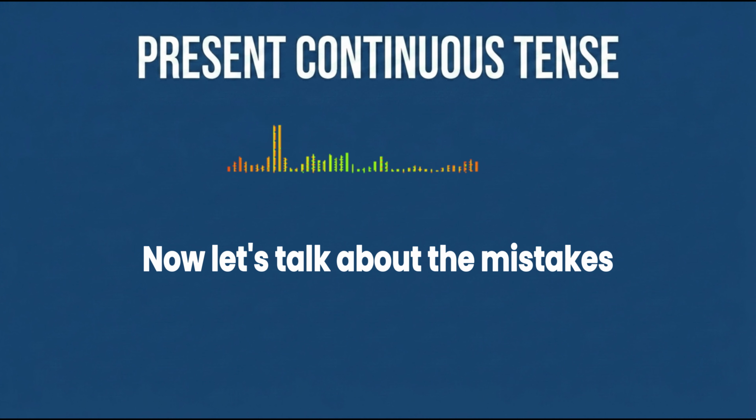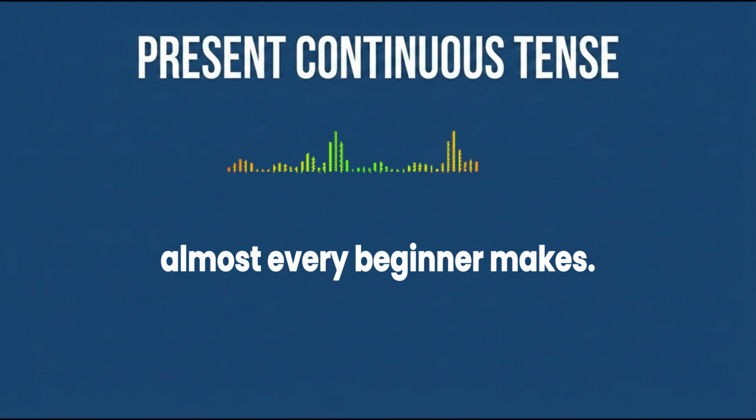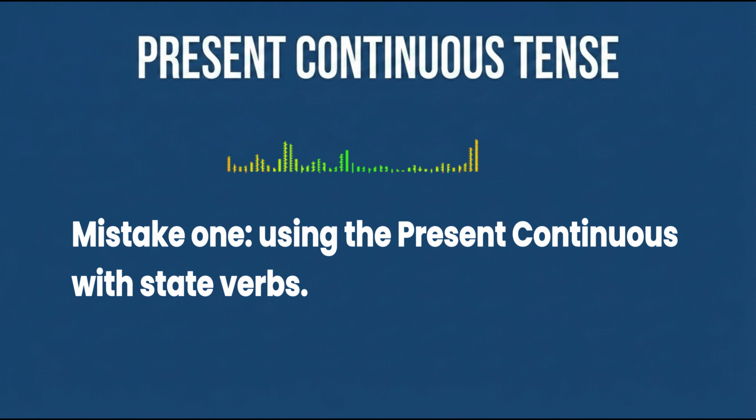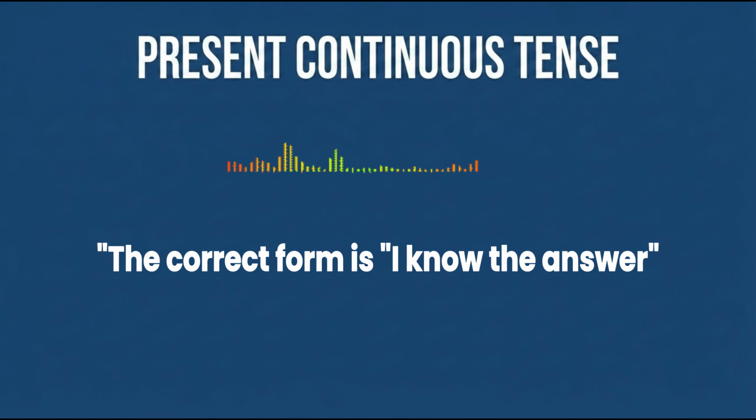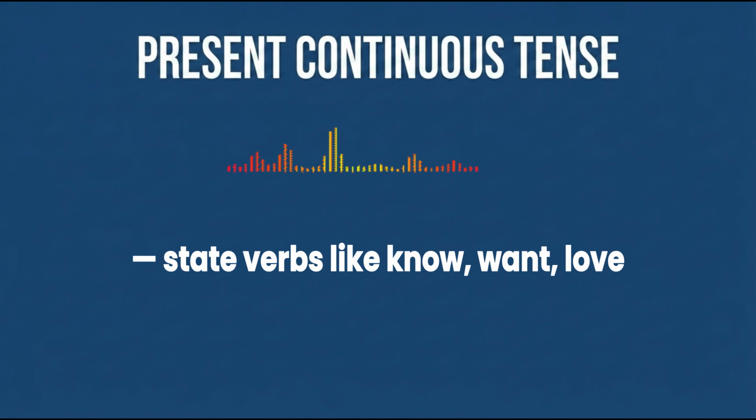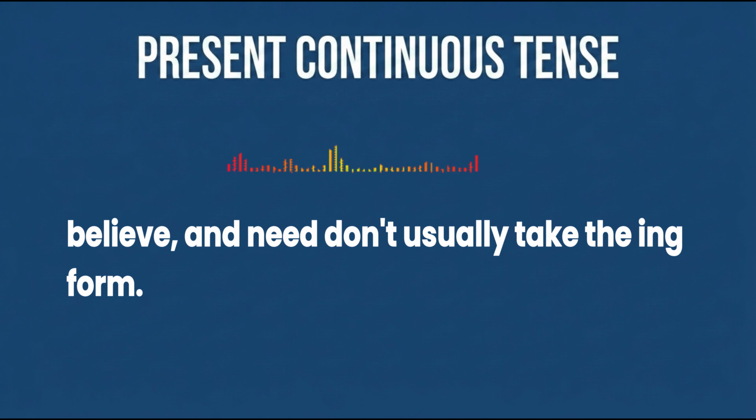Now, let's talk about the mistakes almost every beginner makes. Mistake 1, using the present continuous with state verbs. It's wrong to say, "I am knowing the answer." The correct form is, "I know the answer." State verbs like know, want, love, believe, and need don't usually take the ing form.